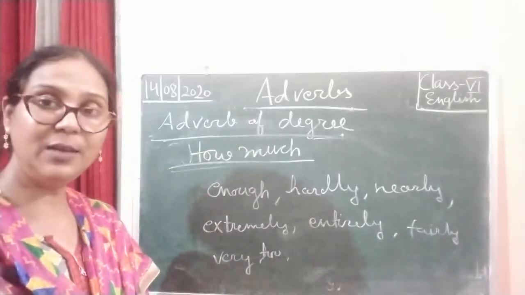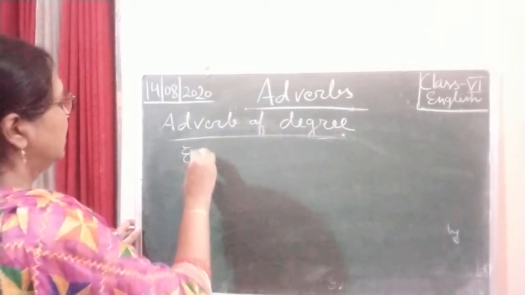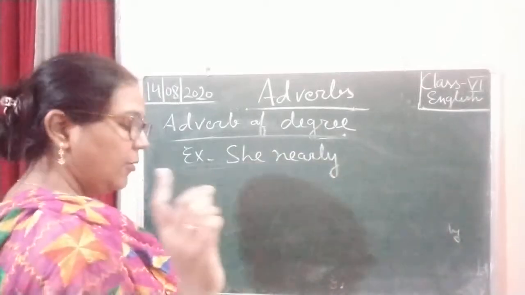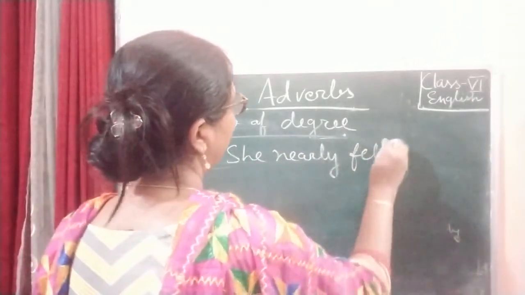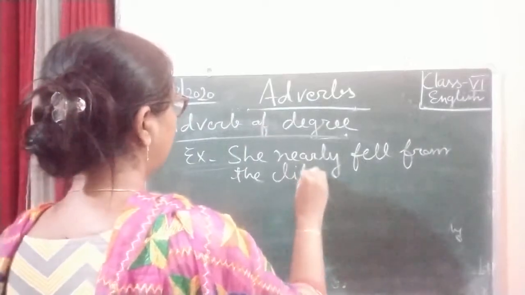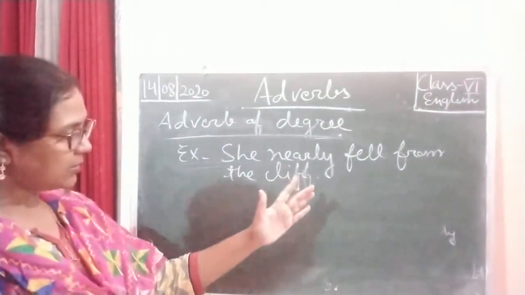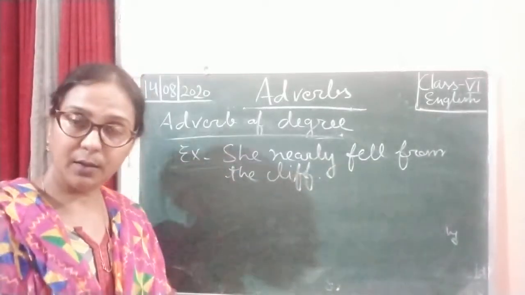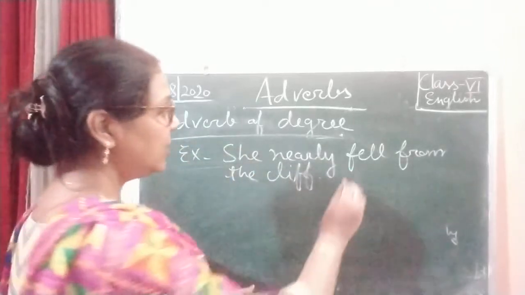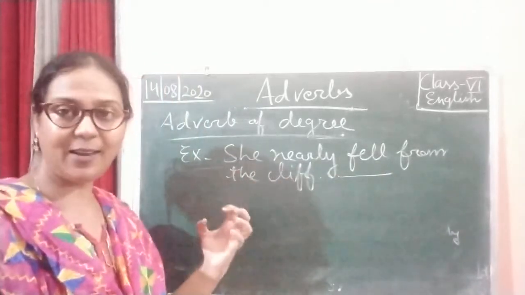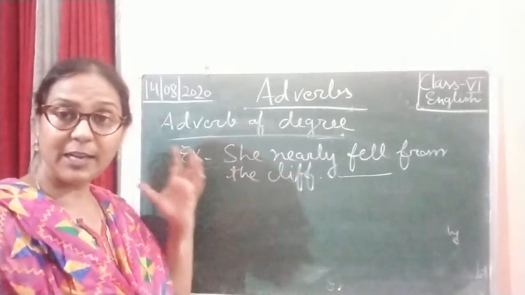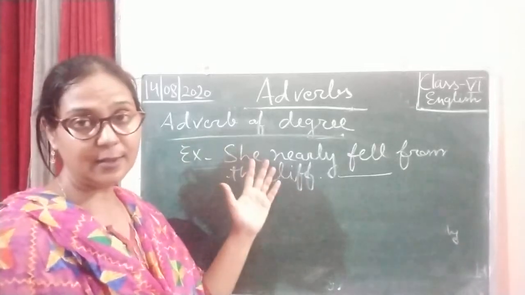Now I am going to give you a few examples. Example is, she nearly fell from the cliff. Fell from the cliff. It means she was very near to falling down from the cliff. So how near was she? Nearly fell down. Now here the action is there, fell down. Nearly. So it's showing the adverb of degree, the intensity of an action. This is shown by the word nearly.